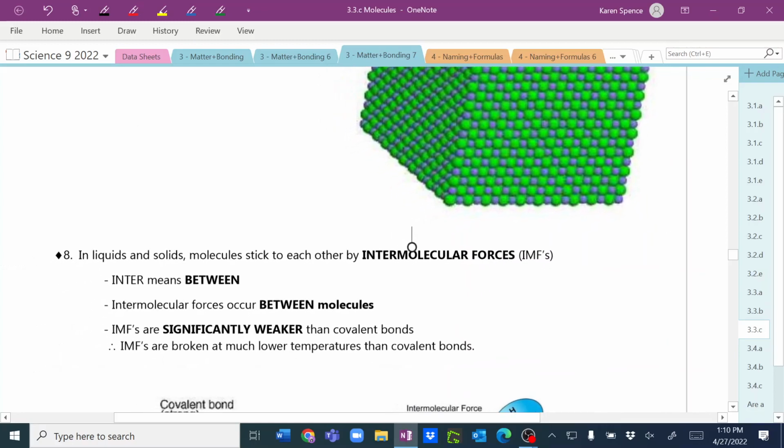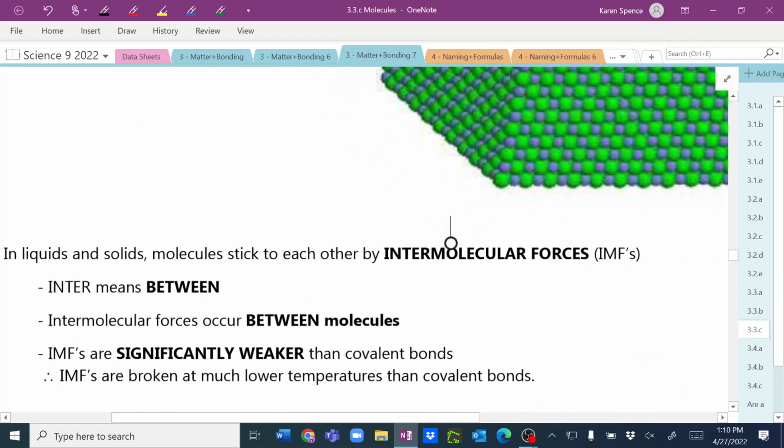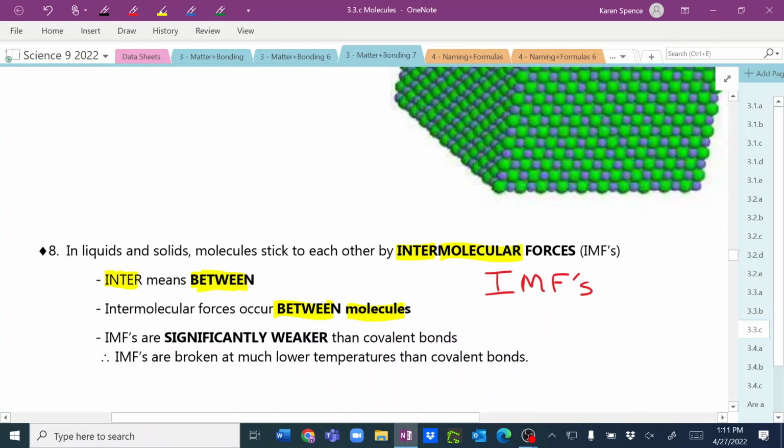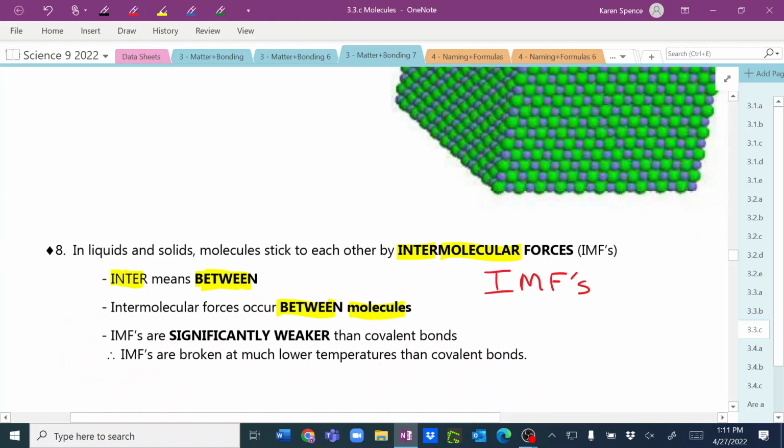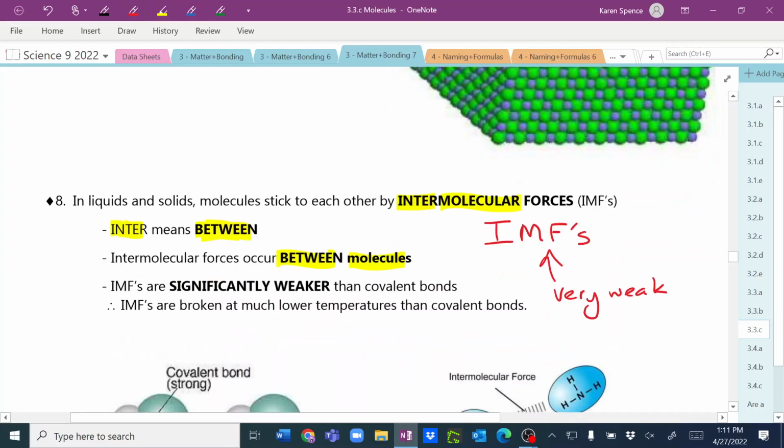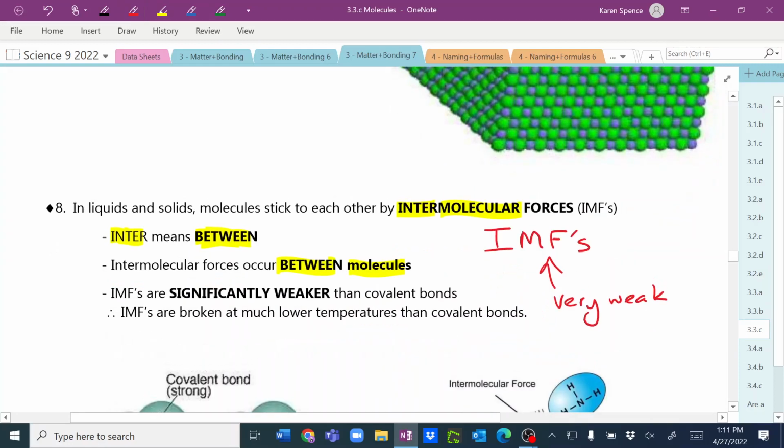Now, do you remember what we call the forces between molecules? Intermolecular forces, because inter means between, so obviously between molecules is intermolecular forces. How do we abbreviate intermolecular forces? IMFs. This again is enriched material, but that's okay. They are significantly weaker. These are very weak. Covalent bonds are strong. Ionic bonds are strong. IMFs are weak.